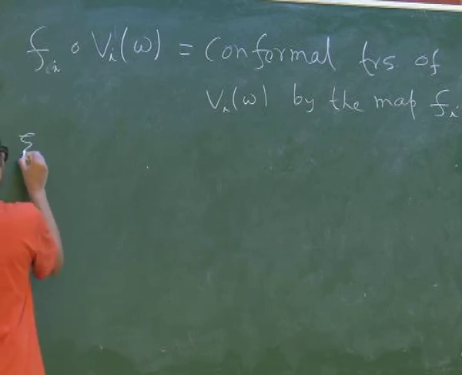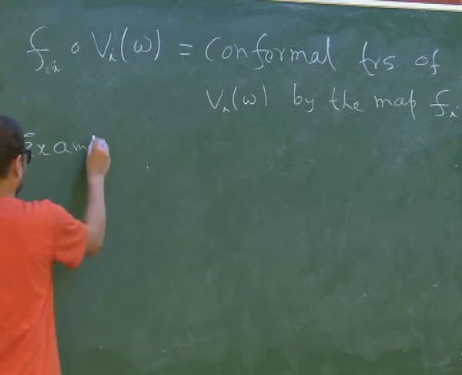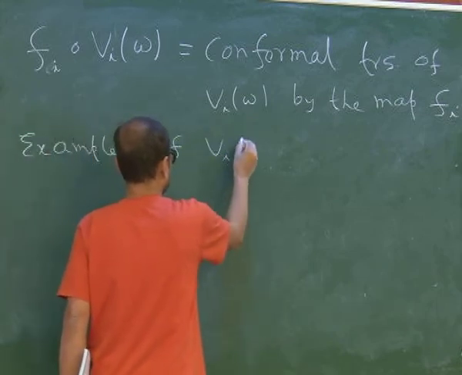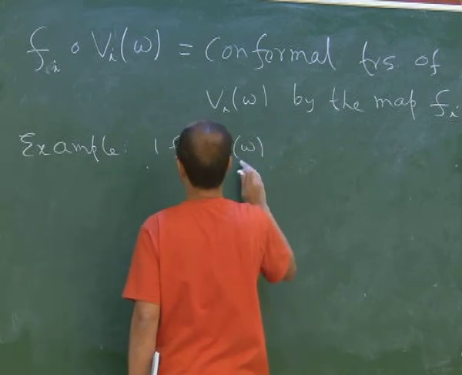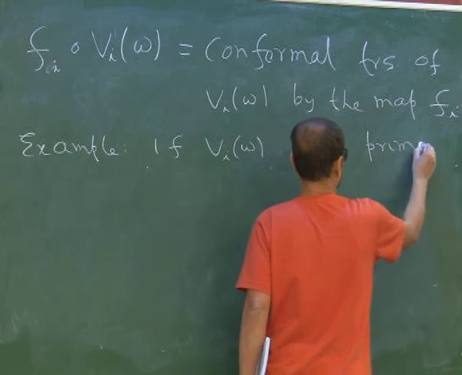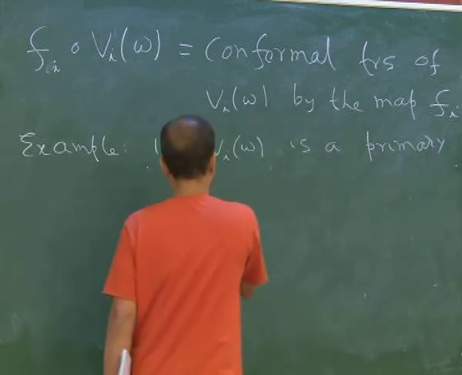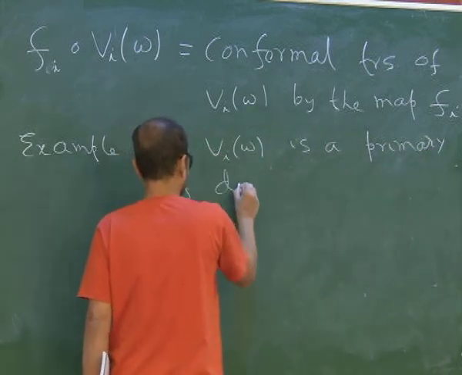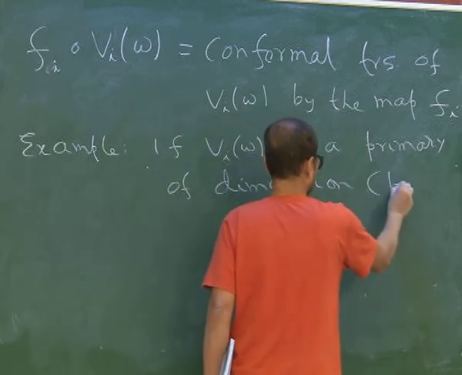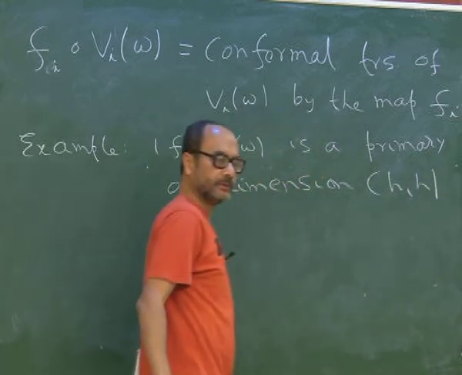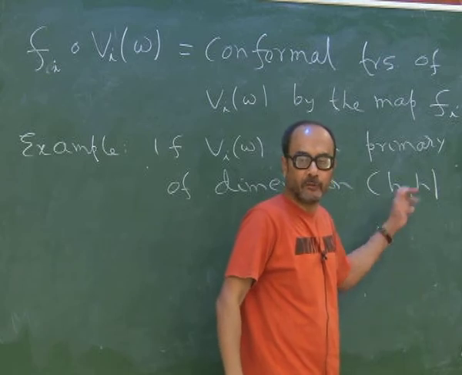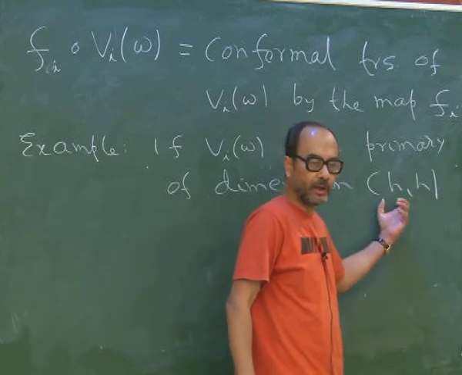So, let me give an example of what we mean by a conformal transformation. Suppose Vi of W is a primary of dimension (h, h). Okay, left dimension and right dimension are equal to h. On shell, of course, h would have been 0. But now we are dealing with off-shell vertex operators, so that's why they can have non-trivial conformal weight.